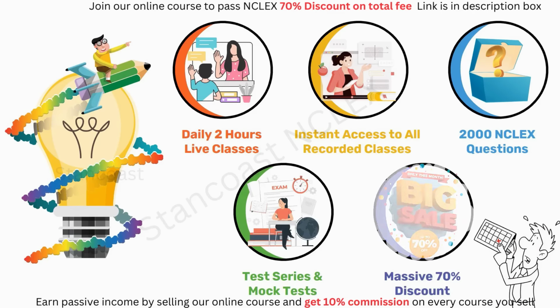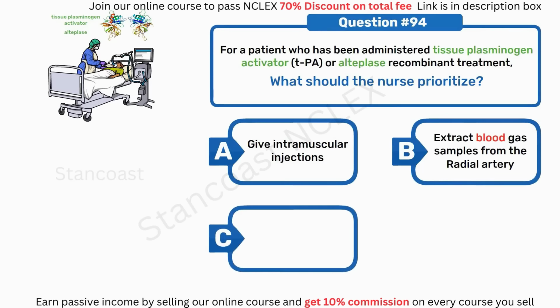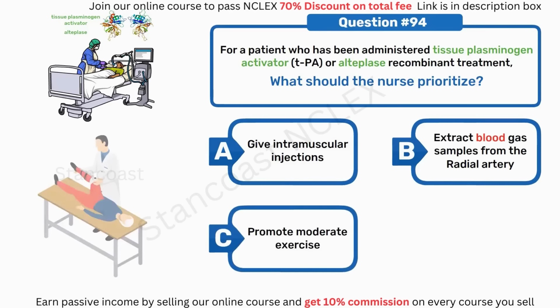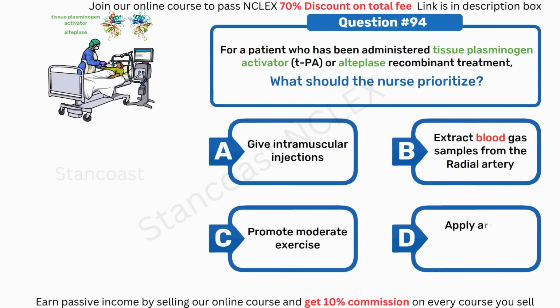Now, for a patient who has been administered tissue plasminogen activator, or TPA, or alteplase recombinant treatment, what should the nurse prioritize? A. Give intramuscular injections. B. Extract blood gas samples from the radial artery. C. Promote moderate exercise. D. Apply arterial pressure for 15 seconds.